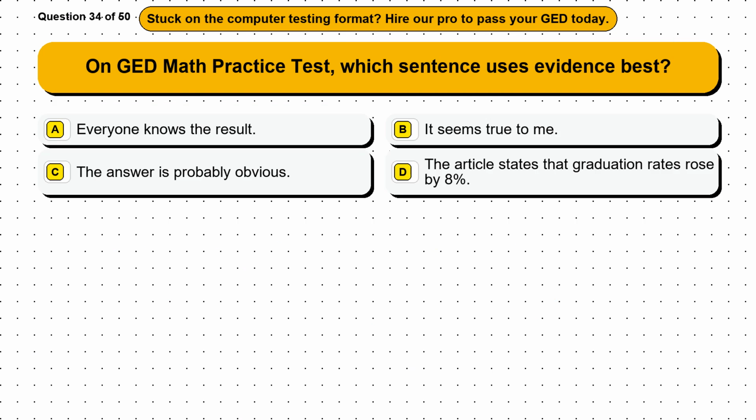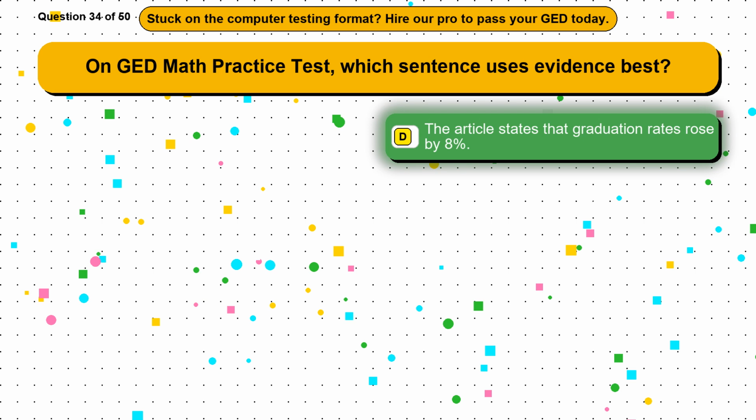Question 34. On GED Math Practice Test, which sentence uses evidence best? Option A. Everyone knows the result. Option B. It seems true to me. Option C. The answer is probably obvious. Option D. The article states that graduation rates rose by 8%. The correct answer is option D.